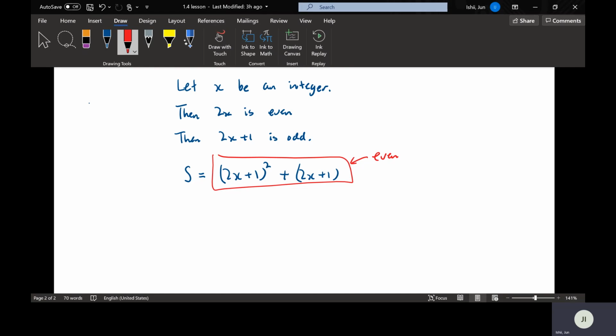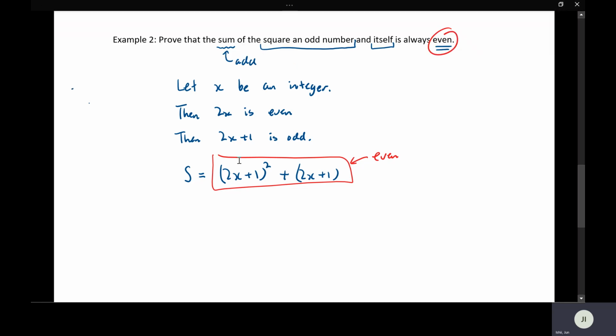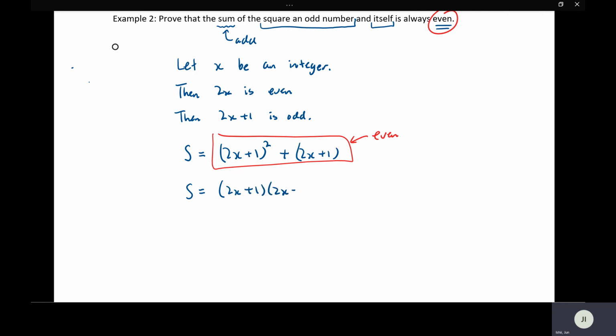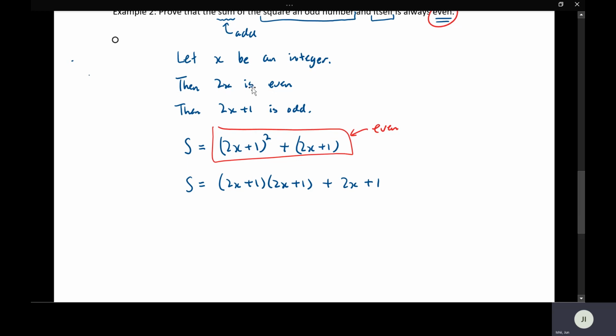So how am I going to do that? I am going to basically do what we did in the previous example. I'm going to expand out my brackets, collect all of my like terms, and hopefully it will turn out to be even. So again, a little bit of algebra as well. Now, when you have 2x plus 1 squared, basically what we're doing is multiplying 2x plus 1 with itself. You have to write it out twice if you're squaring it. So 2x plus 1 times 2x plus 1. And then to that, I'm going to add, again, 2x plus 1. Now, whenever you're adding an algebraic term, you don't actually need the brackets. So I can just leave it as 2x plus 1.